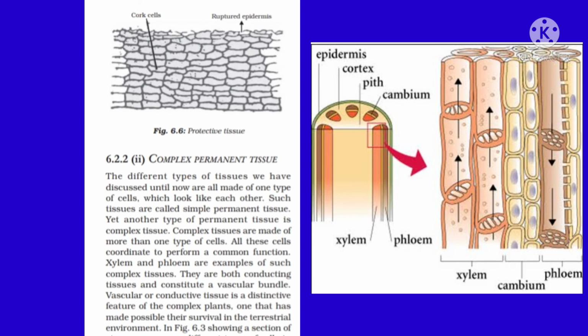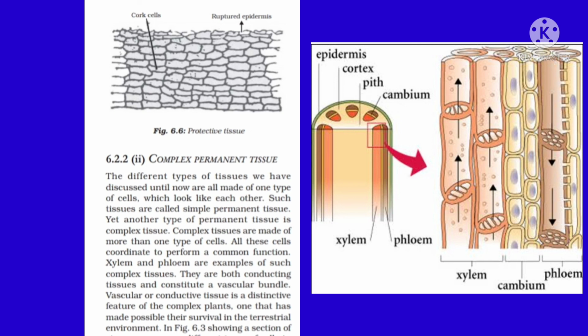But the sieve tube has no nucleus, although it is a living cell. Sieve tubes are tubular cells with perforated walls. What is the meaning of perforation? A perforated wall means a wall which has minute holes on its surface through which materials can be exchanged.